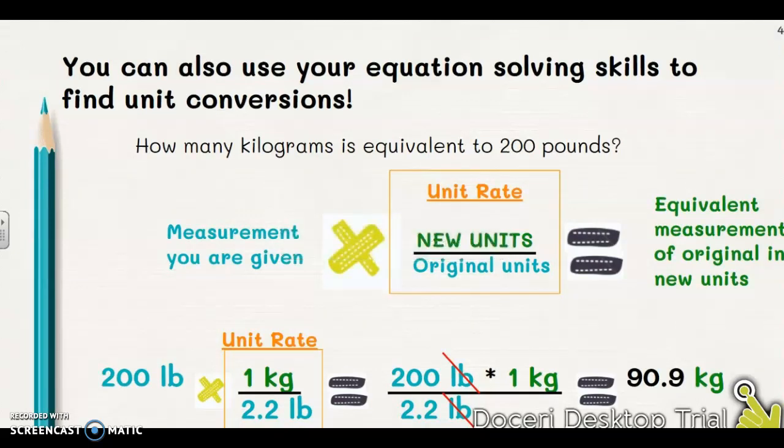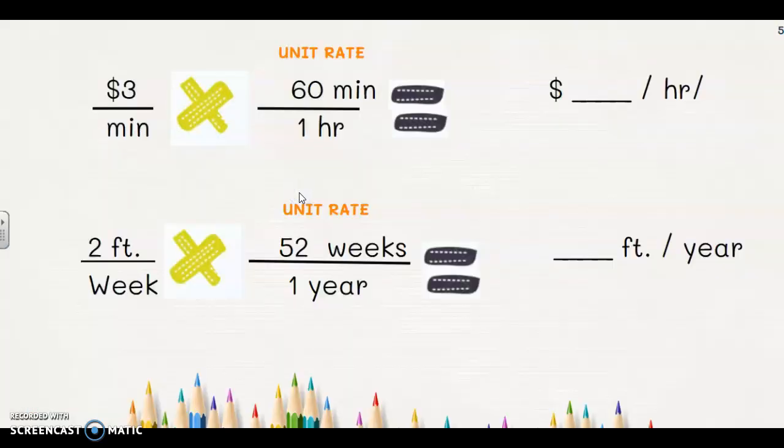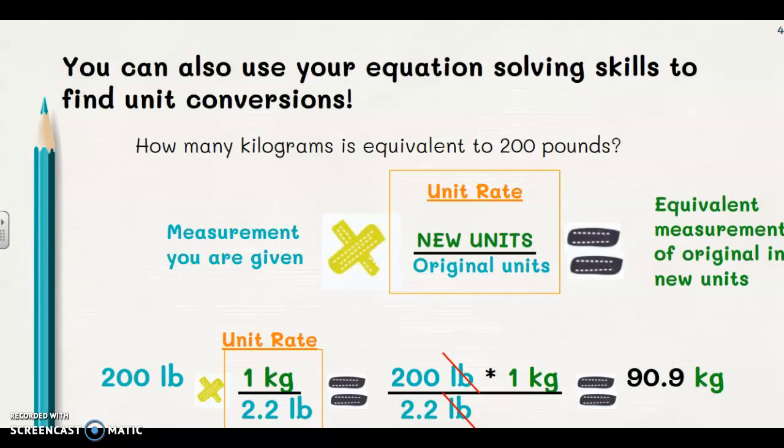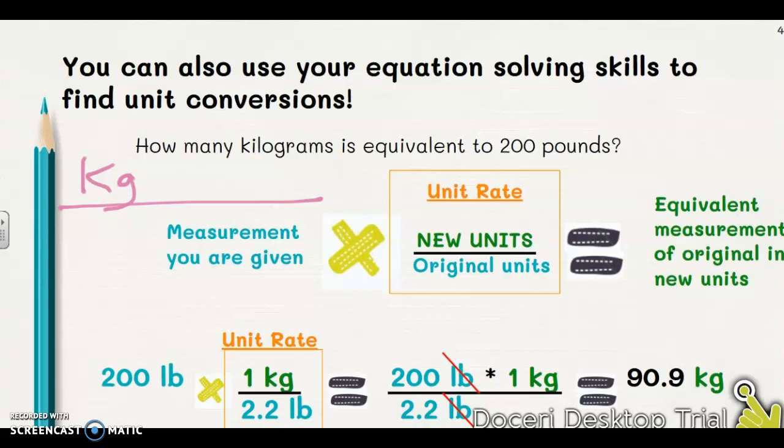Since we've done our algebra unit, I thought, well, we can probably use some of our equation solving skills to figure out how to do these unit conversions. So if my question here is how many kilograms is equivalent to 200 pounds, obviously I could set up my ratio table just like we've done before. If I have kilograms here and I have pounds here, I could just say, well, I know 200 pounds. How many kilos is that? Well, I need to look up, and here's my unit rate, but I know 1 kilogram is 2.2.